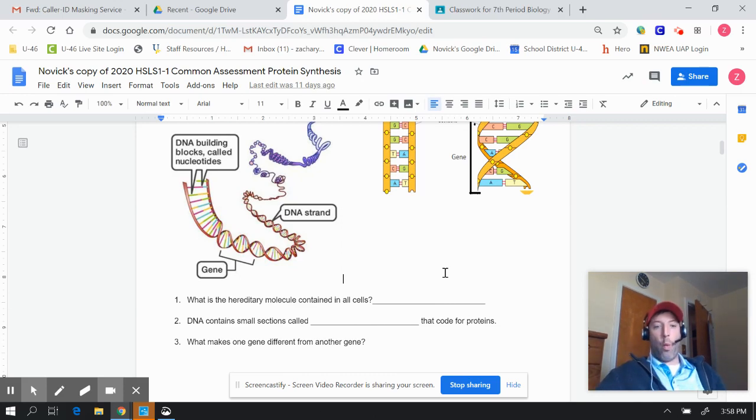Question one, what is the hereditary molecule contained in all cells? Number two, DNA contains small sections called blank that code for proteins. Question three, what makes one gene different from another?